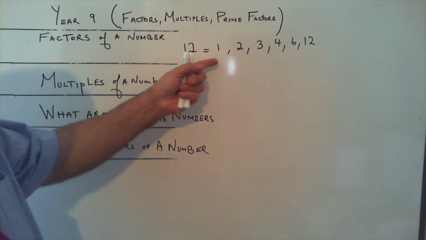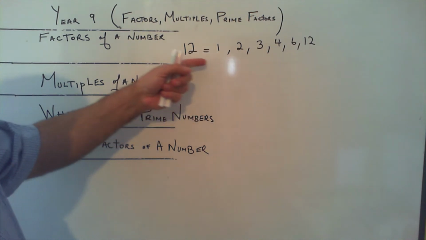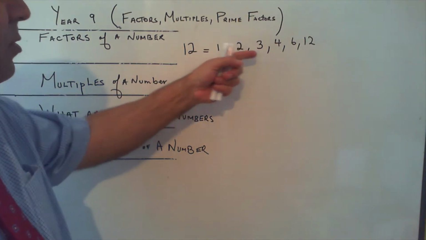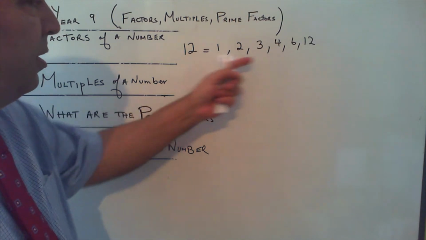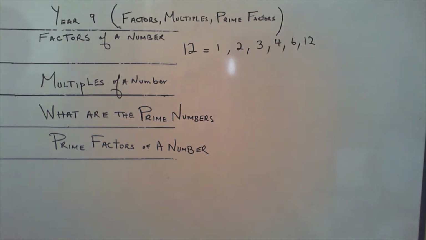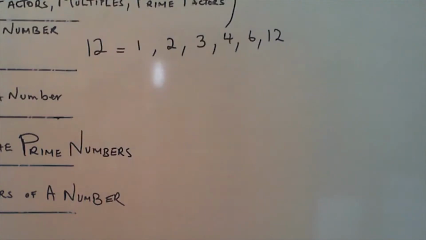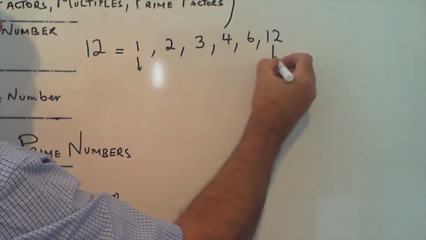12 can be divided by 1. It can also be divided by 2. 12 divided by 2 is 6. 12 divided by 3 is 4. And 12 divided by 4 is 3. You can divide it by 6 as well. And the last one is itself. Now, one of the things we notice here is that the factors of any number always start with 1 and finish with itself.